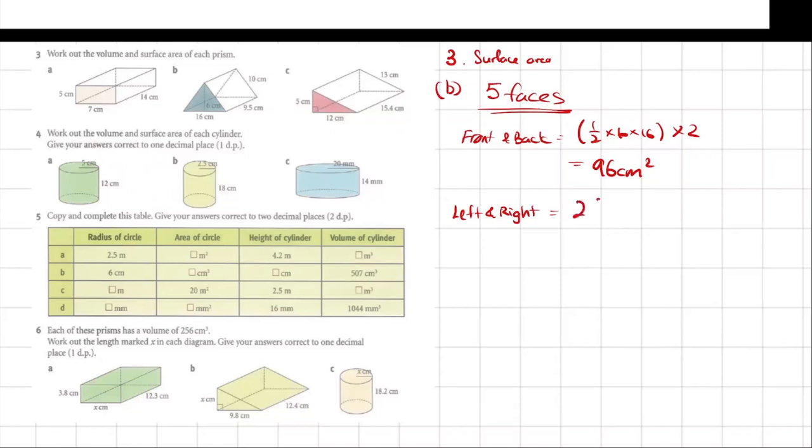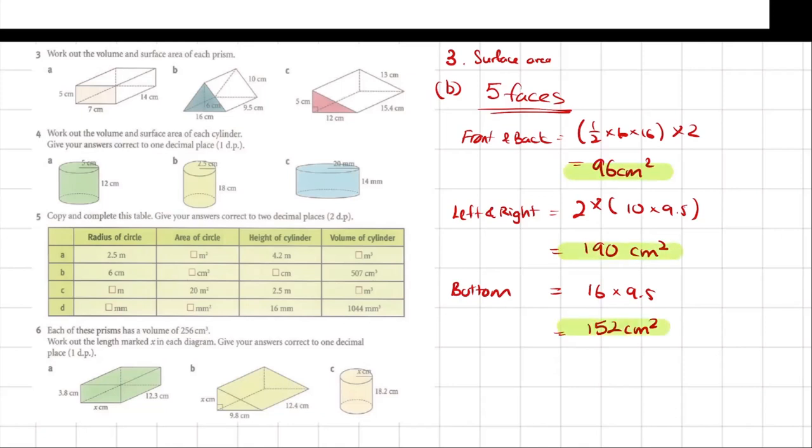So this is 2 times left and right, which is 10 times 9.5, so it's 25 times 2, which is 190 square centimeters. And then we need the bottom. So the bottom is 16 times 9.5, 152 square centimeters, and we just add all of them together. And then we'll get our answer, which is 96 plus 190 plus 152, 438. Very good.